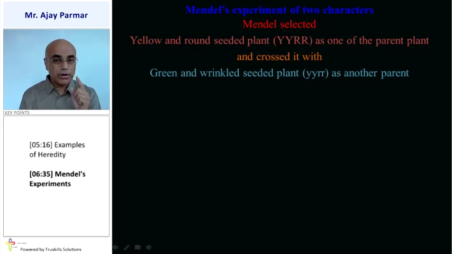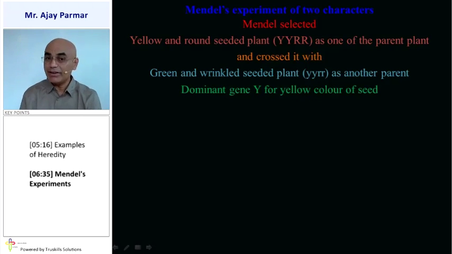Capital Y stands for the yellow color. Small y stands for green color. Round is represented by capital R, and wrinkled is represented by small r. And obviously they will be found in pairs, and that is why YYRR in capital letters for yellow round, and small letters for green and wrinkled seeded plants.